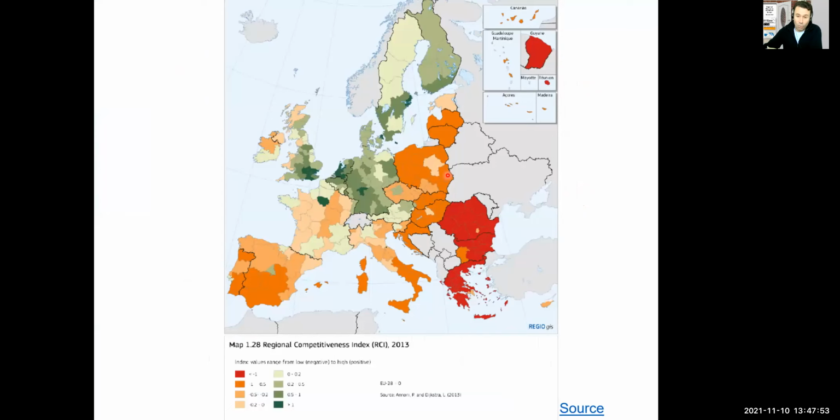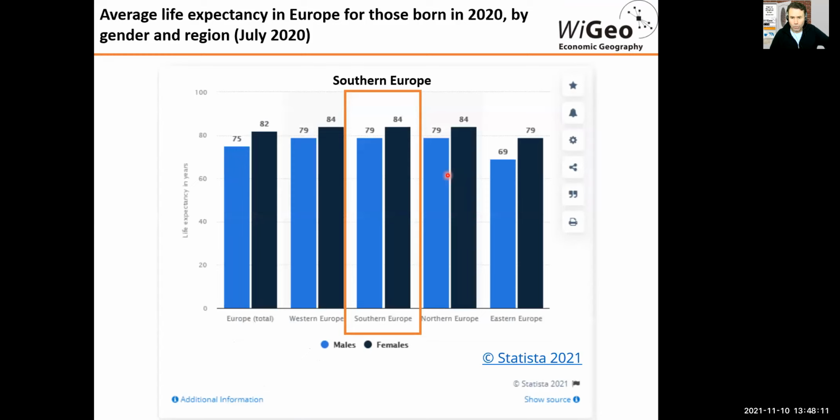In terms of regional competitiveness, the colors reveal these differences between the central bloc and the southern part of Europe in terms of regional competitiveness. There is still a lot to do for them to catch up with the central bloc of the European Union.